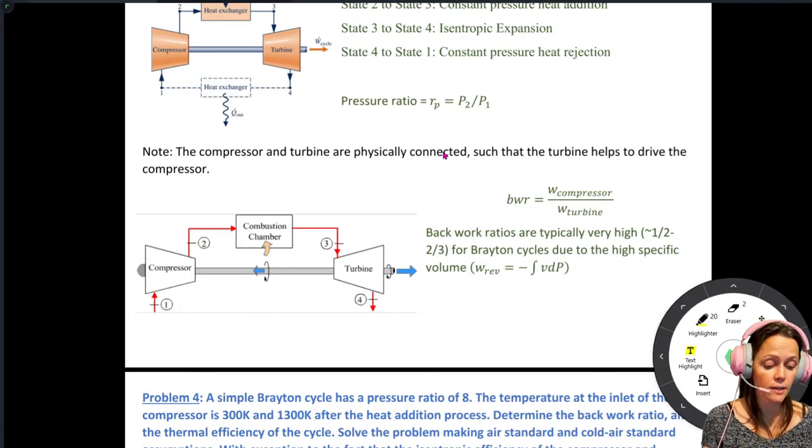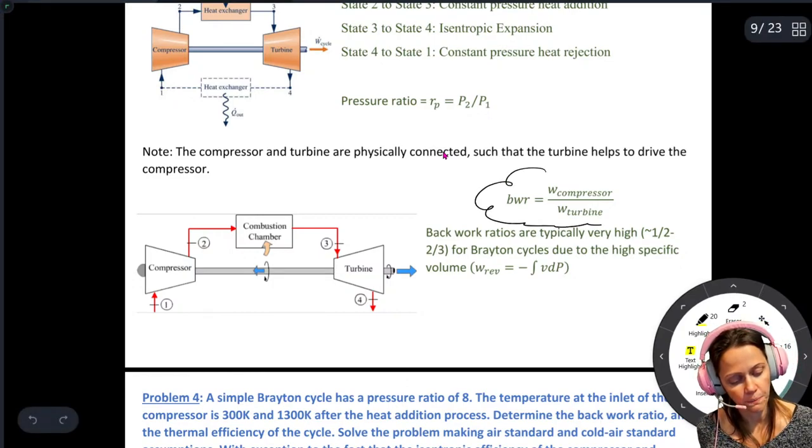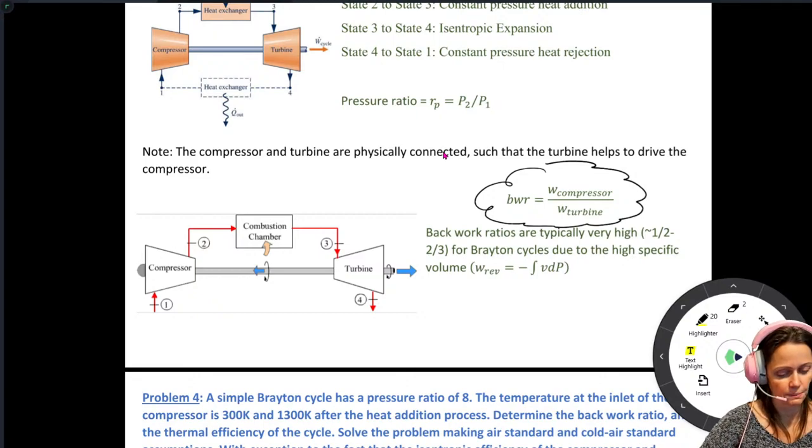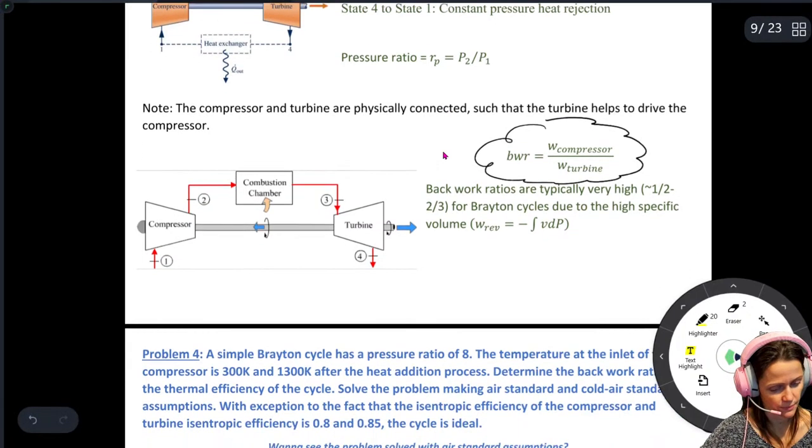And we relate the work output and the work input for those things using what's called the back work ratio. So sometimes you'll be asked to find that back work ratio. And so that's what that is. But the equation is on your equation sheet for what that back work ratio is. Okay, so here we go.